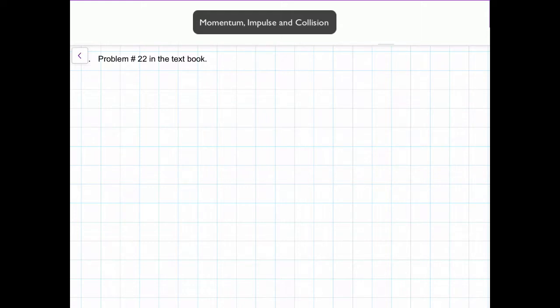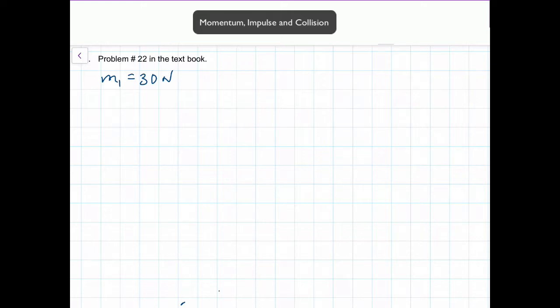Then another problem that we're probably interested in solving is problem 22 in your textbook, if you have that text. It's also interesting. The problem says you have a rifle with a weight of 30 newtons. So let's consider the rifle is mass 1. So mass 1 is 30 newtons.